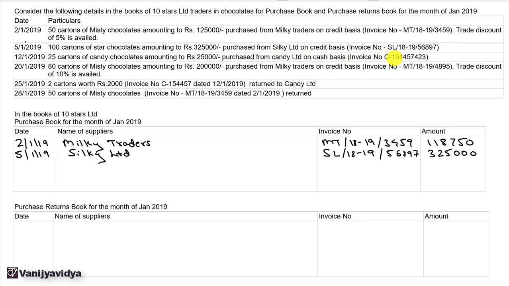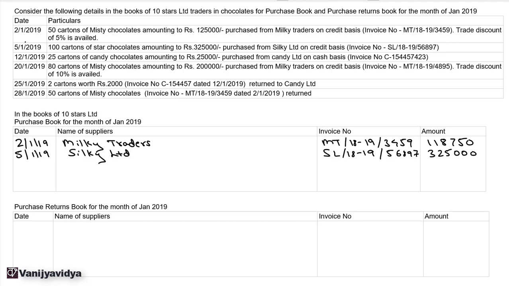Next, 12th Jan 2019, 25 cartons of candy chocolates amounting to Rs 25,000 purchased from Candy Limited on cash basis. Invoice number C-154457423. Now, this is purchased from Candy Limited on cash basis. Now, in purchase journal book, we record only credit purchases. So, this will be recorded in the cash book.